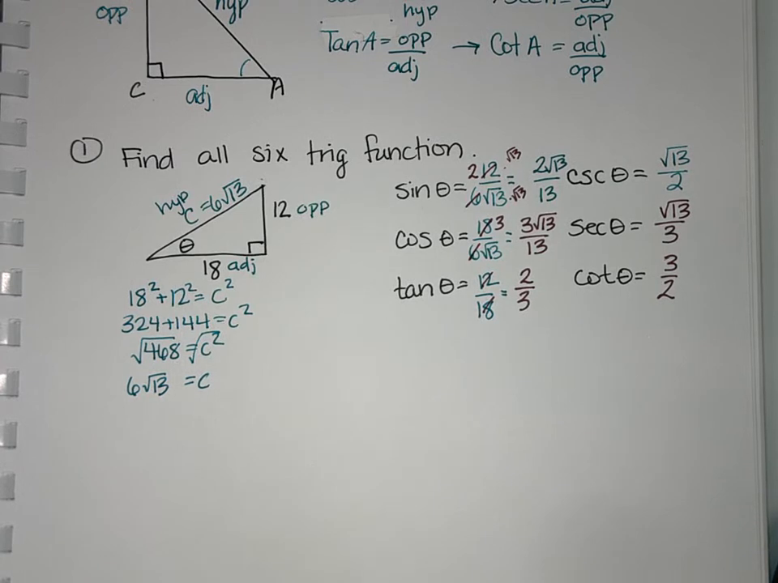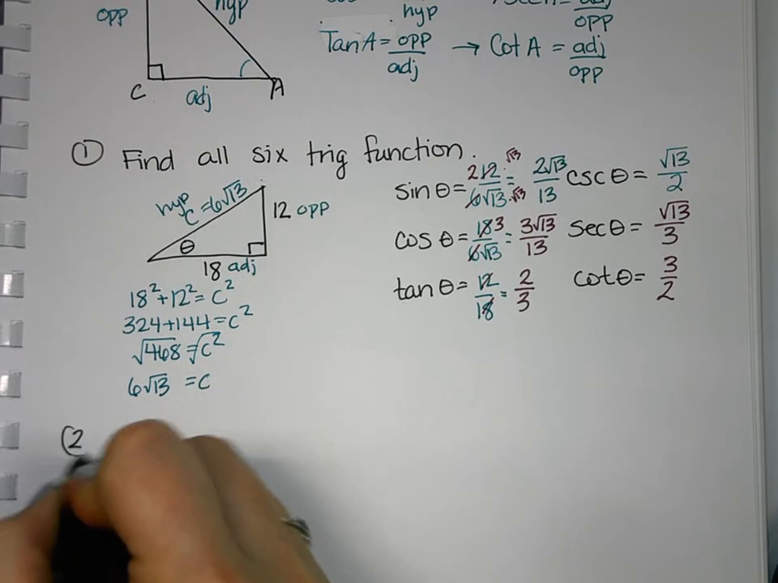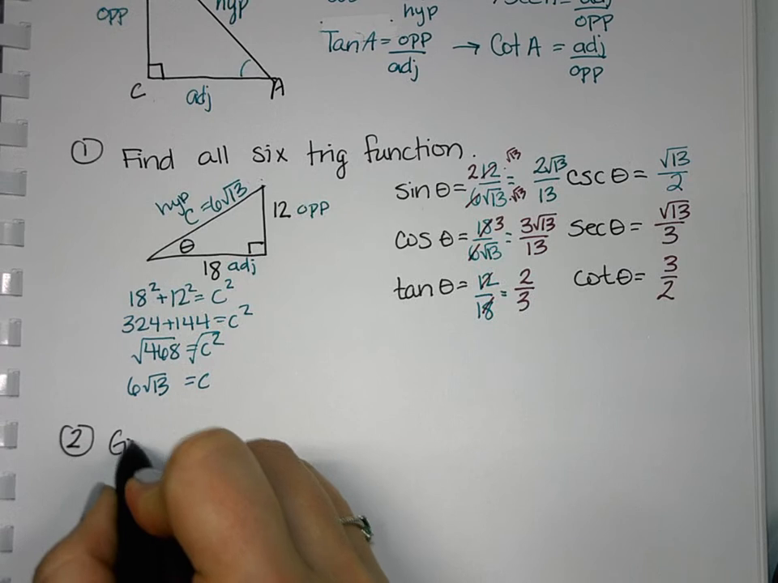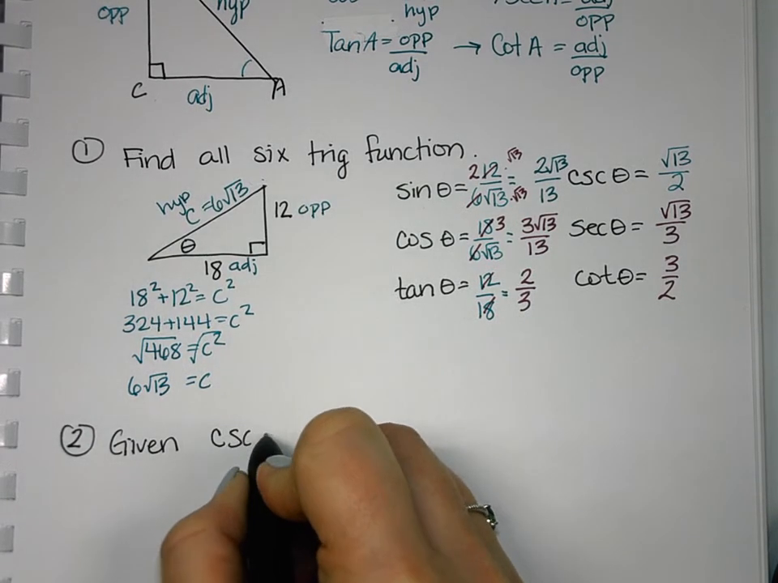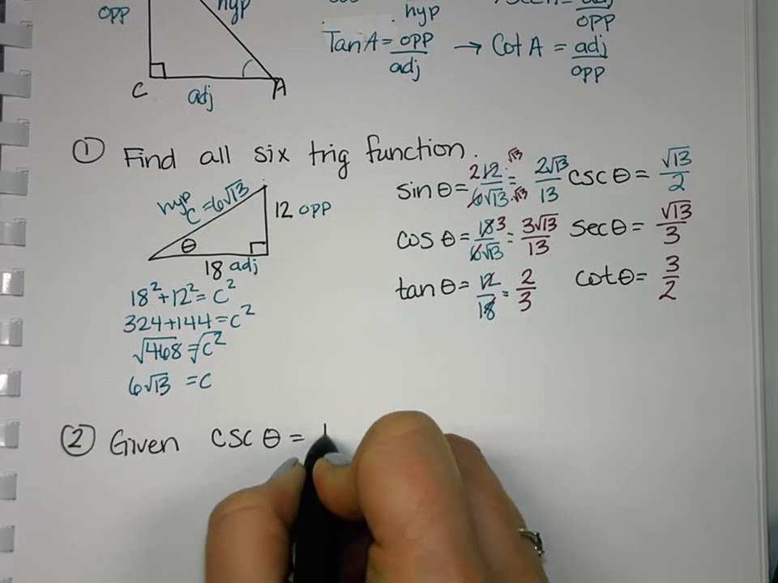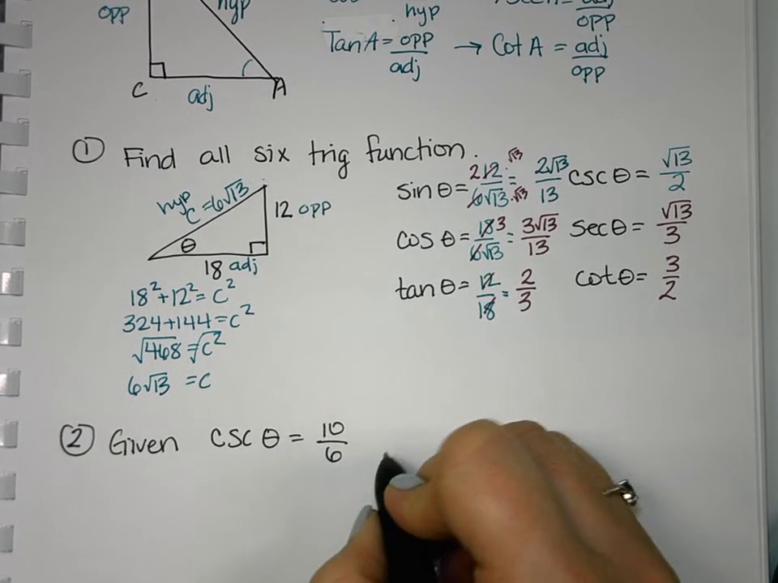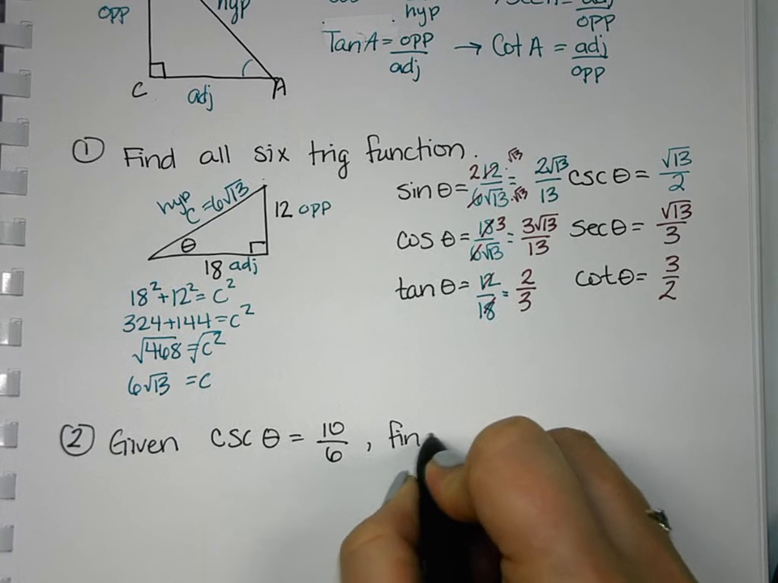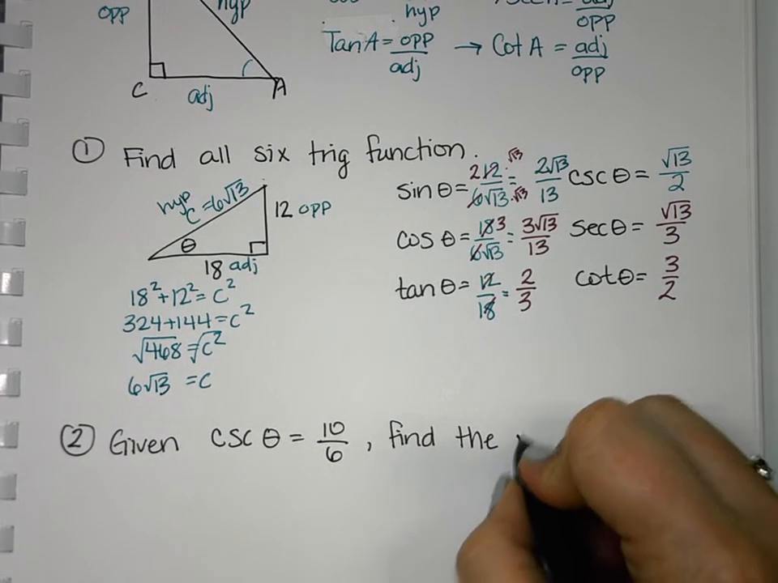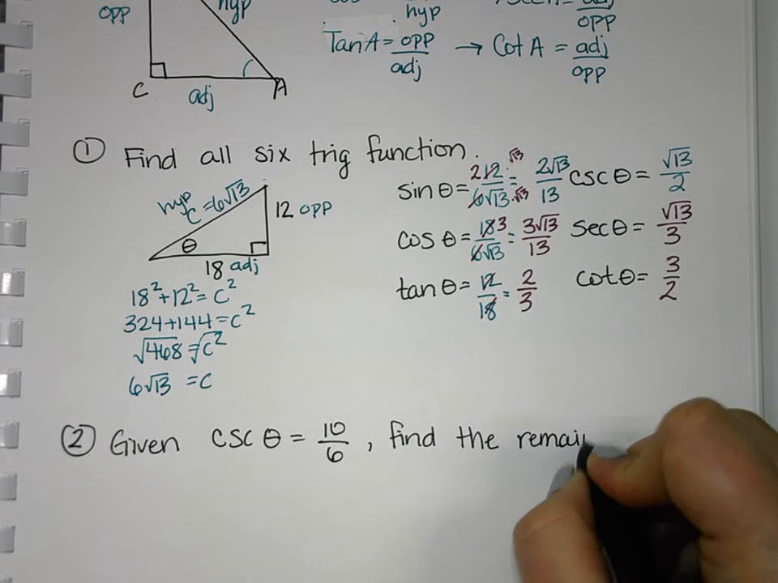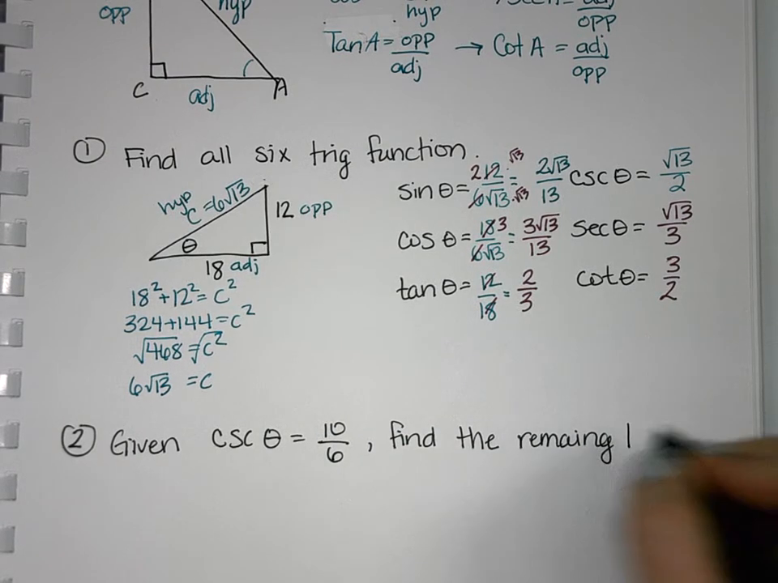Another way that you're going to be given information besides a picture like this is going to be in the form of a trig function. So if we're given the cosecant of theta is 10 over 6, and we need to find the remaining 5. And I didn't spell remaining right.